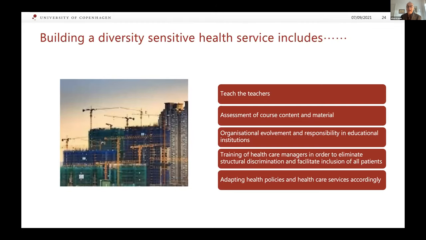First, we need to teach the teachers. We need to assess course content and material. We need organizational involvement and responsibility in our educational institutions, but we also need training of healthcare managers in order to eliminate structural discrimination and facilitate inclusion of all patients. And finally, as has been outlined nicely also in previous presentations, adapting health policies and healthcare services accordingly.